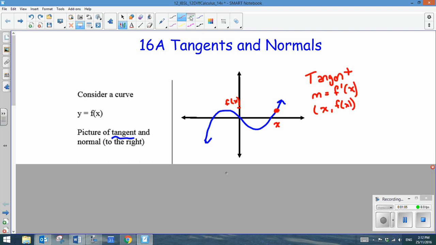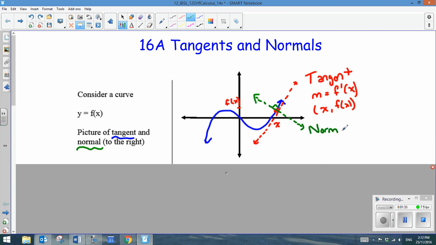So now we're going to introduce a new line, which is going to be the normal line. And the normal line just happens to be the perpendicular at that exact same point to the tangent line. So if I wind up drawing my tangent line, there it is. My normal line is going to be completely perpendicular. So it's going to cross at 90 degrees, at that same point that we're interested in.